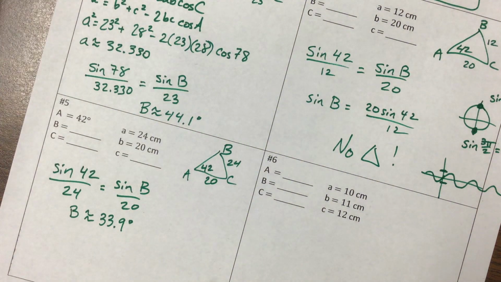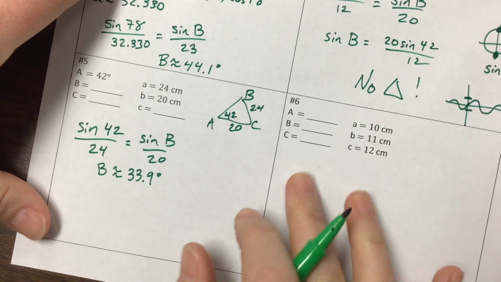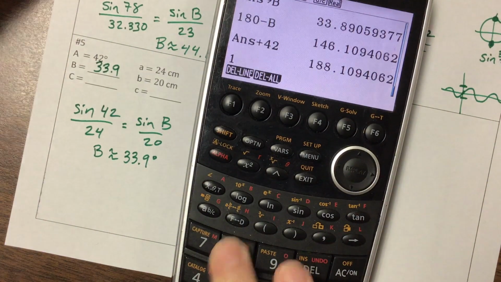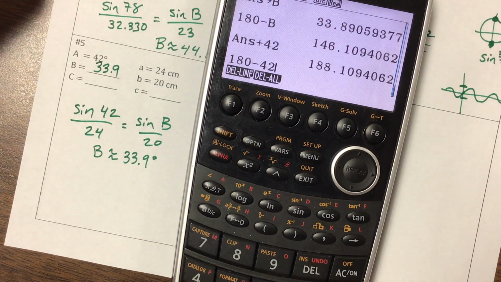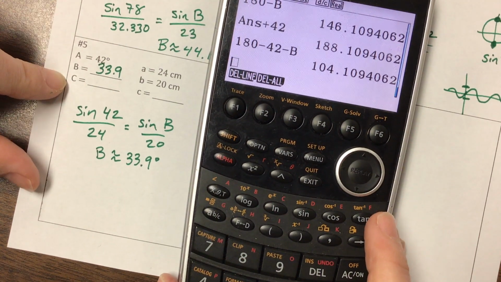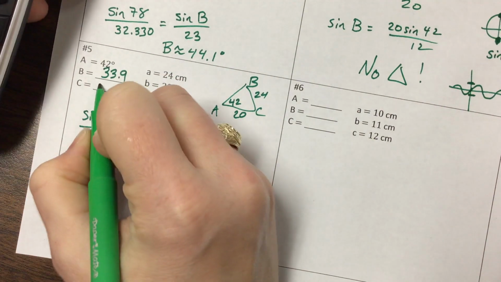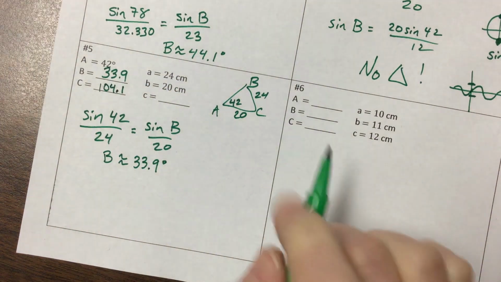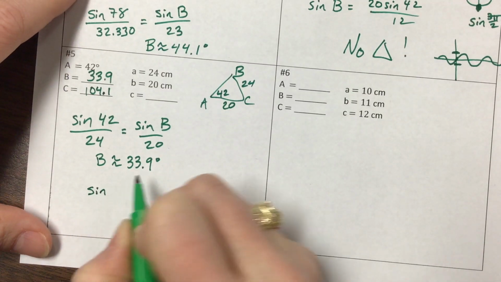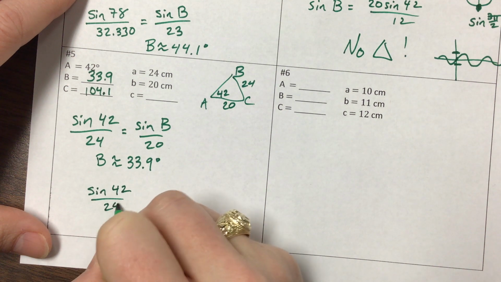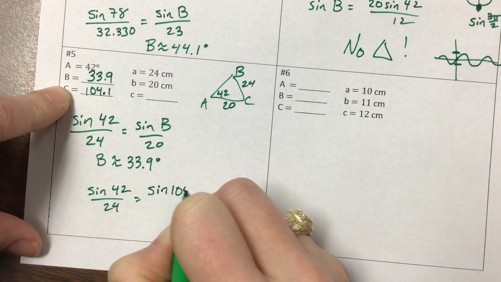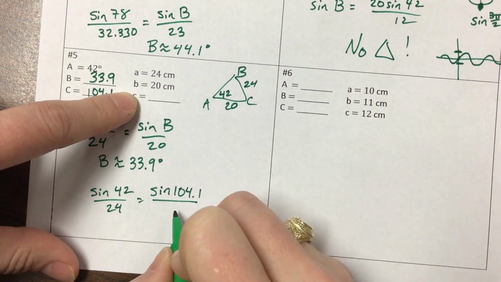But so we found angle B is about 33.9. To find angle C, I have 180 minus 42 minus that angle B that we just found. So the angle C now would be about 104.1. And then I can find little c. So I would say sine of 42 over 24 is equal to sine of c, which we just found was 104.1, over little c we don't know.